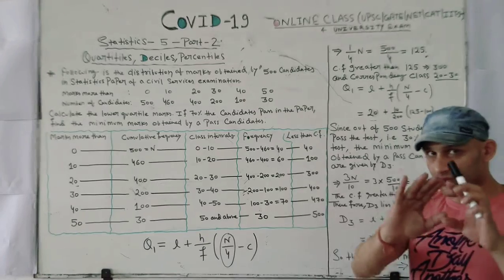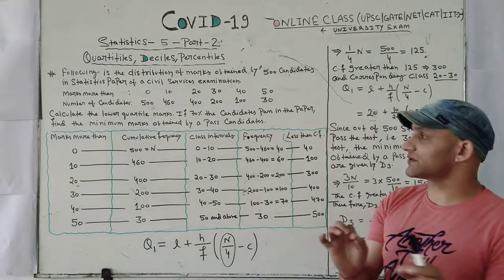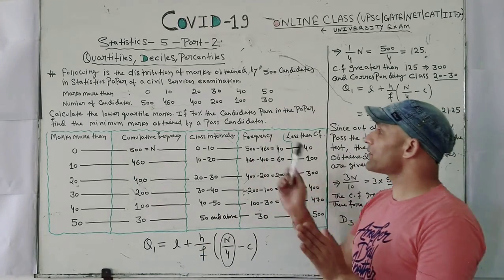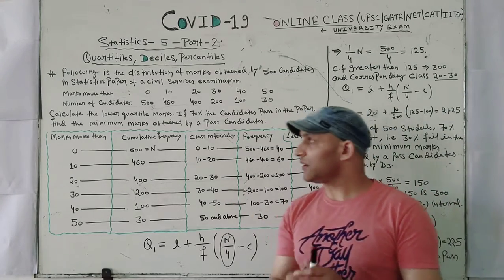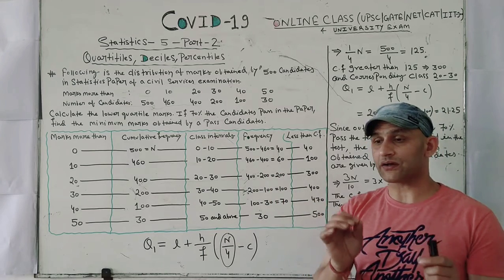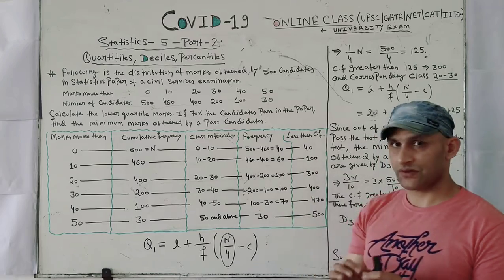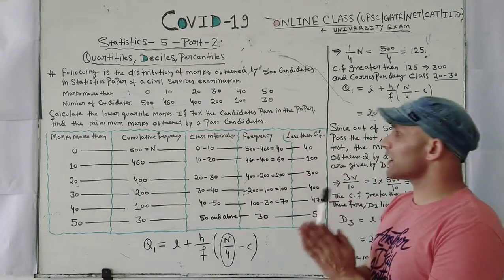Okay, 70% of the students pass, and he is asking for the lower quartile marks. Find the minimum marks obtained by a passing candidate. This question is the best question to understand how to find the GATE percentile or IIT-JEE percentile, or GRE percentile. So calculate the lower quartile marks.